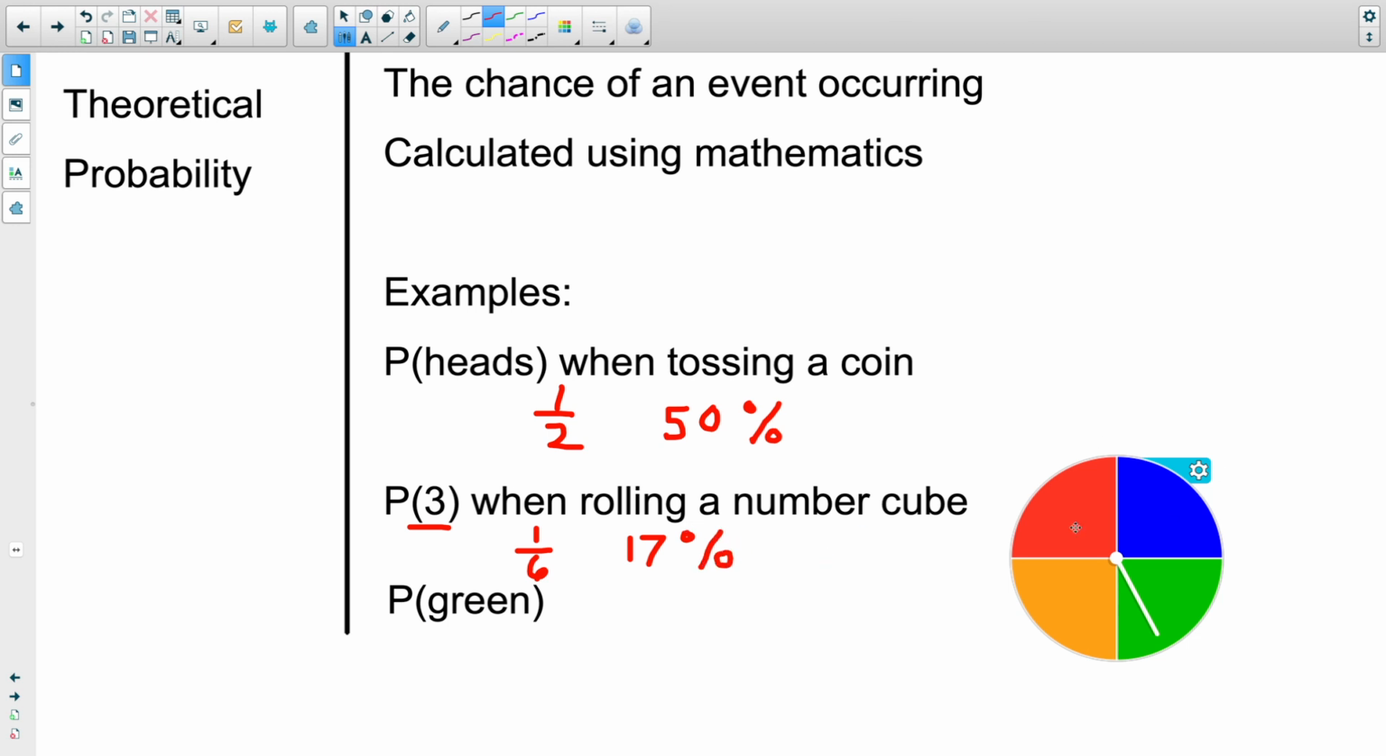Now, looking at my spinner over here, what's the probability that if I spun it, I would get a green? Well, 1/4 of the colors are green, and it's evenly divided. So green doesn't have more of a chance because it's not big or anything. So 1 out of 4 should be green. So if I spun this 100 times, I would expect to get green about 25% of the time.